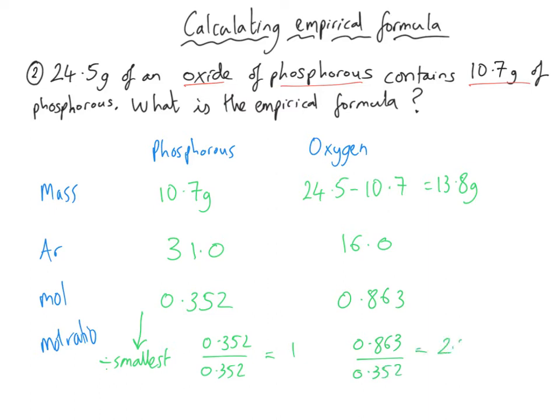Now this time it's not a whole number. It is a ratio of 1 to 2.5. Now the absolute thing that you must not do is round this up to 3 or down to 2. What we need to do is we need to scale it, and so 1 to 2.5, if we double both of those numbers, that becomes a 2 to 5 ratio. And so the formula of this oxide of phosphorus is P2O5. And so that's definitely something to watch out for, rounding up far too much.